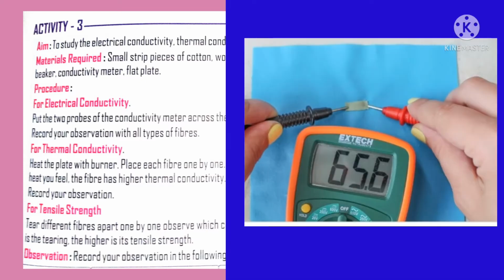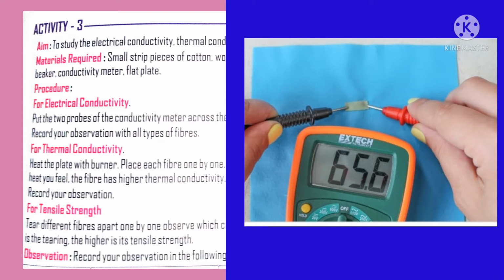First, we are going to study the conductivity of different fibers. This is the conductivity meter. Now, you are going to put these two terminals of the conductivity meter across the cloth. This reading shows the amount of electric current flowing across the fiber. Its unit is microsiemens per centimeter, that is μS per centimeter. Likewise, you have to note down all your observations with all types of fibers.